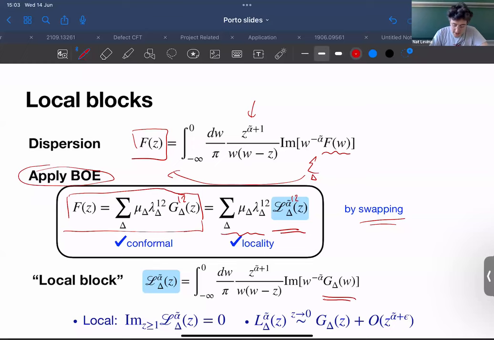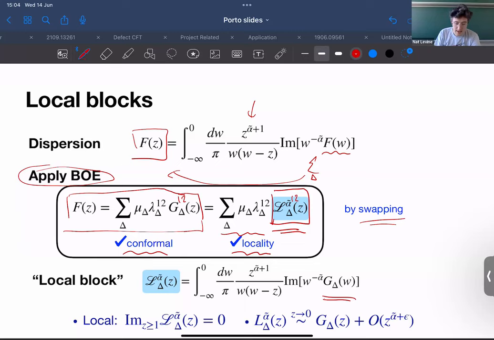And so this is nice because what we started with, on the left-hand side, we have this BOE, which makes manifest conformal invariants. So it manifests the isometries of AdS. Whereas on the right-hand side, we have something which doesn't manifest conformal invariants, but it manifests locality. And why is that? That's actually because each of these local blocks is local.